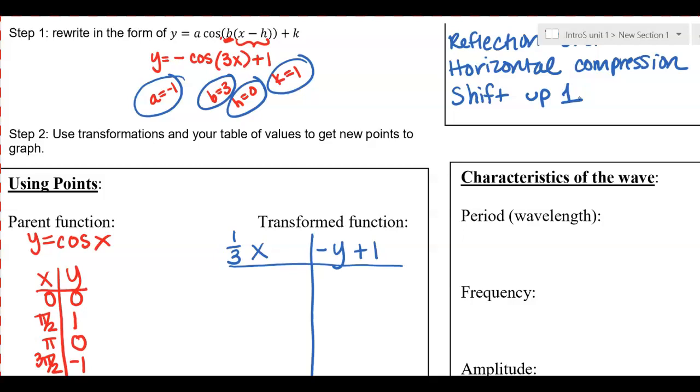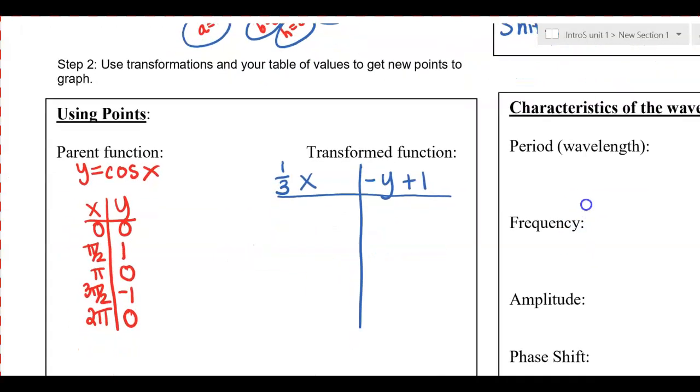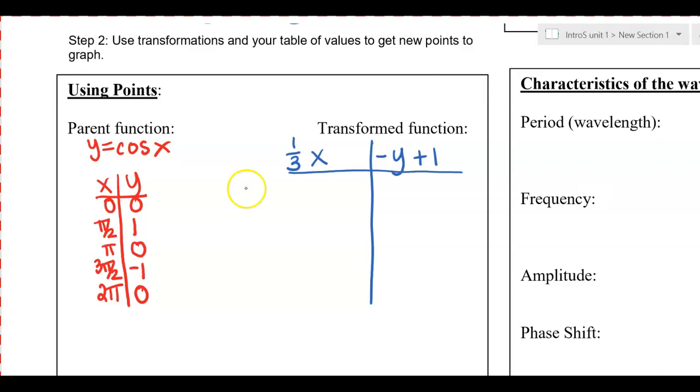Okay. And so now we're going to do what we would normally do, just with a little bit of annoying values in the x. And we're going to go through and transfer all of these. So I'm going to take everything that was in x. 0 is going to get multiplied by 1/3. Pi over 2 is going to get multiplied by 1/3. Pi is going to get multiplied by 1/3. 3 pi over 2 is going to get multiplied by 1/3. And 2 pi is going to get multiplied by 1/3. That's how I'm making my new x's, right?